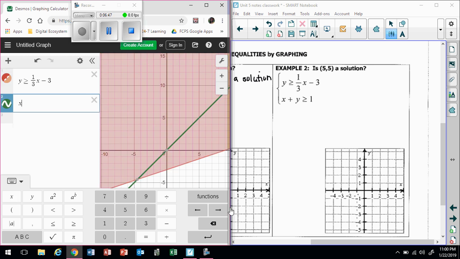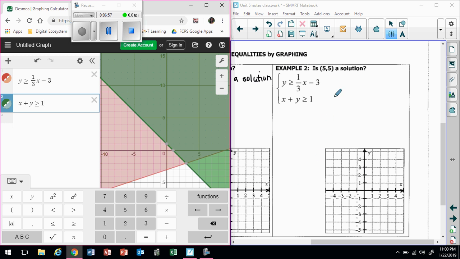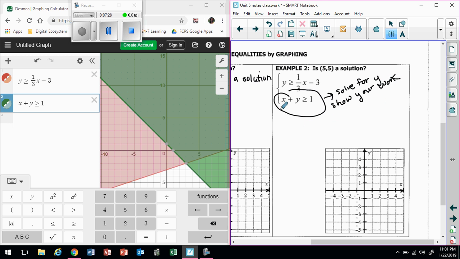So I have x plus y is greater than or equal to 1. Okay. Now, for this particular inequality, I want you guys to solve for y. I know you can plug it in Desmos. I still want you to solve for y, and I want you to show your work. You will not get credit if you do not show your work. This one is already in its correct format, but this one right here, it is not. Okay, I want you to solve for y.